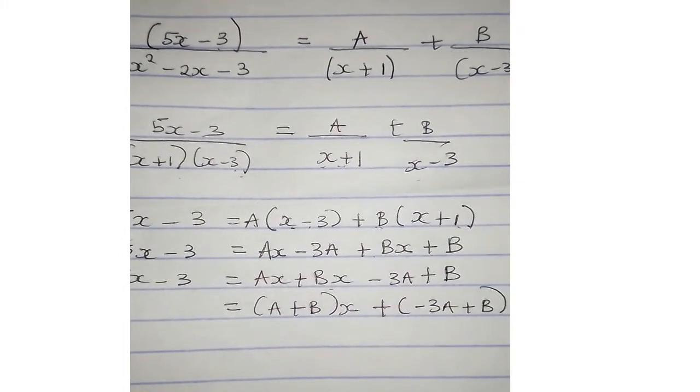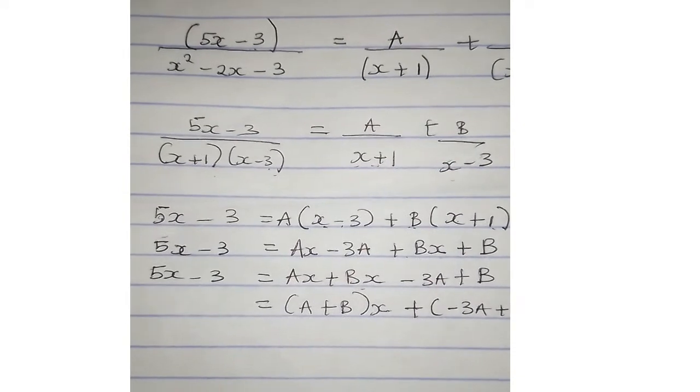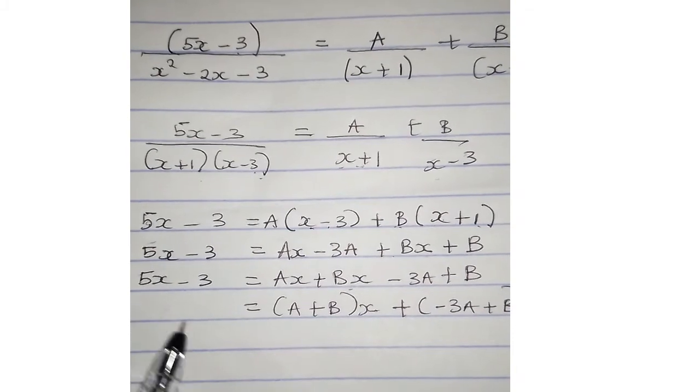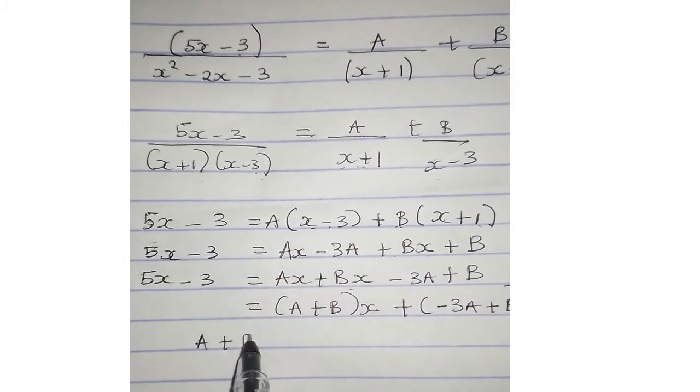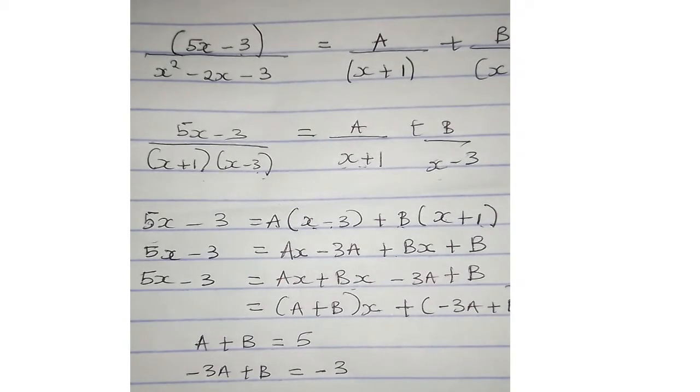So what do we do at this stage? We are going to equate the terms that have x to the x terms, and the numbers to the numbers. That is what it simply means. (a plus b)x, if you look at it, corresponds to 5x. So the x is going to cancel out, and we're going to have something like this: a plus b equals 5. Then we have minus 3a plus b is equal to what? Minus 3. So this is how it's going to be. So we're going to solve simultaneously like this.